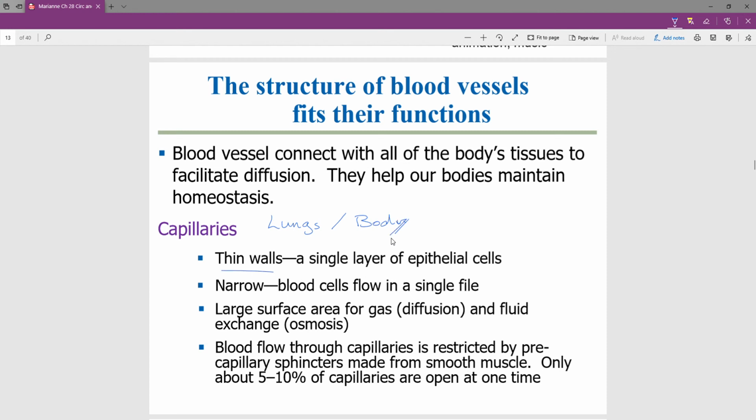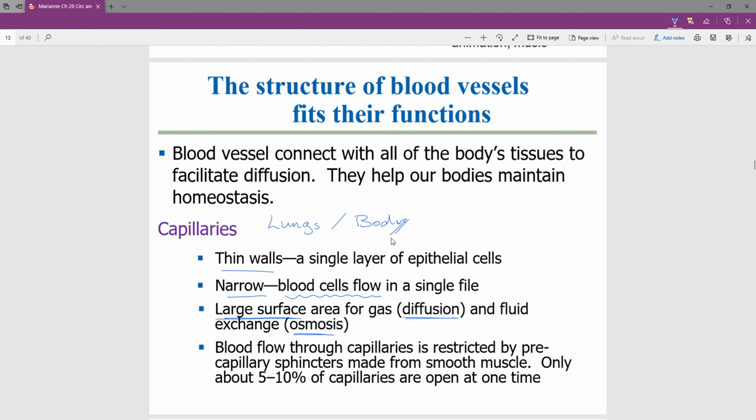They have really, really thin walls. We have a lot of diffusion happening here. They're very narrow in that they make the blood cells go in a single file sort of arrangement. All of this also has a large surface area for the function of diffusion and osmosis, that fluid exchange. Your capillaries are controlled, and you've noticed this when you're sitting in a cold room and your hands go kind of white, or the opposite when you get warm and your skin goes pink.